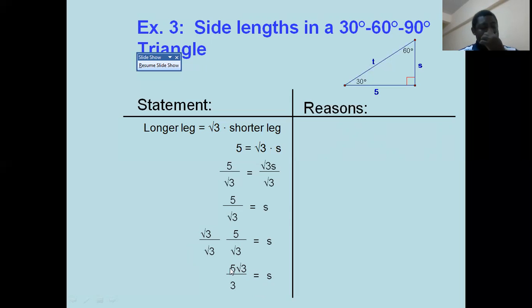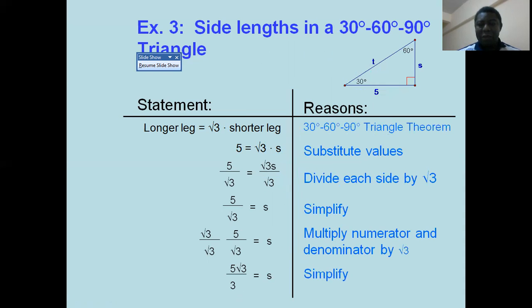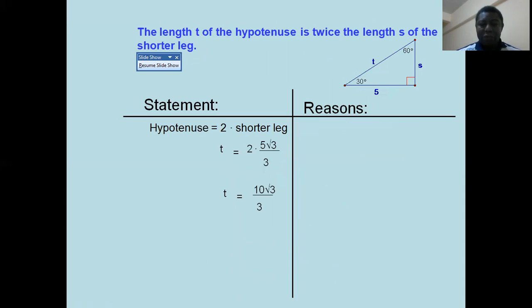Now, if we want to get the value of t, we will just use the formula. Since t is equal to 2s, t will be equal to 2 times 5 square root of 3 over 3. Let us look at it together. We divide both sides by 3 and we simplify, and we multiply the numerator and the denominator by the square root.